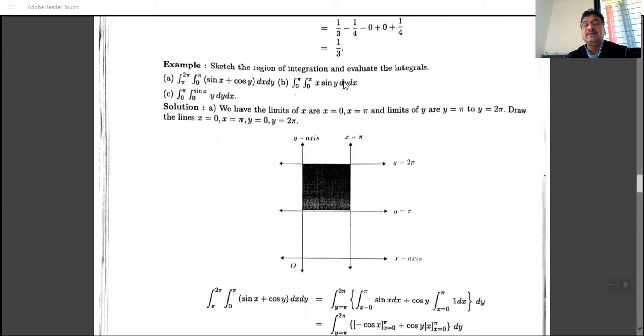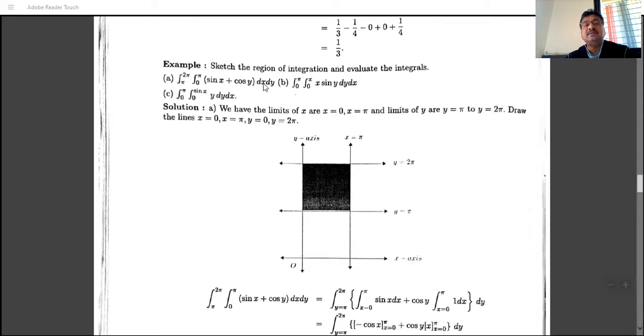If there is dy, then this limit is on y. Okay, this limit is on x now. 0 to pi is the limit on x. 0 to x is the limit on y, because it is in terms of x. But if both limits are constant, then follow this order: if it is dx dy, then this limit is on x, this limit is on y.